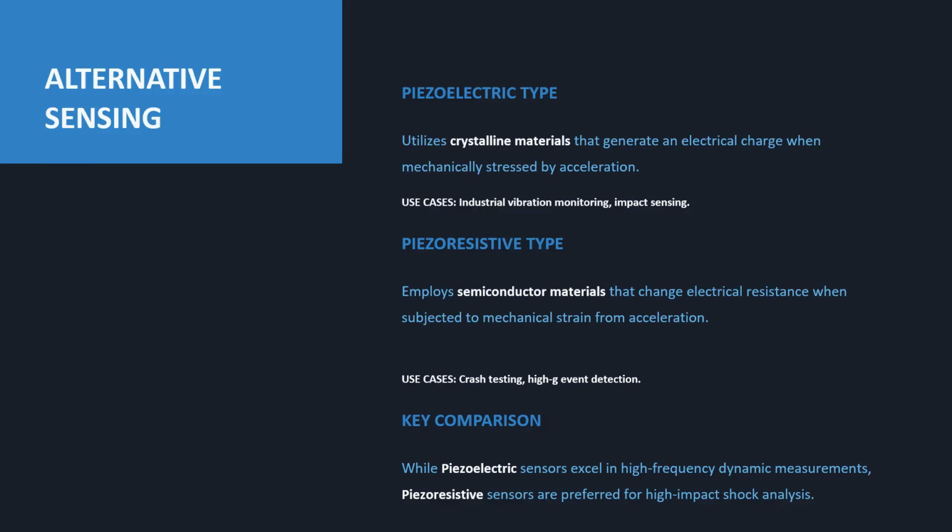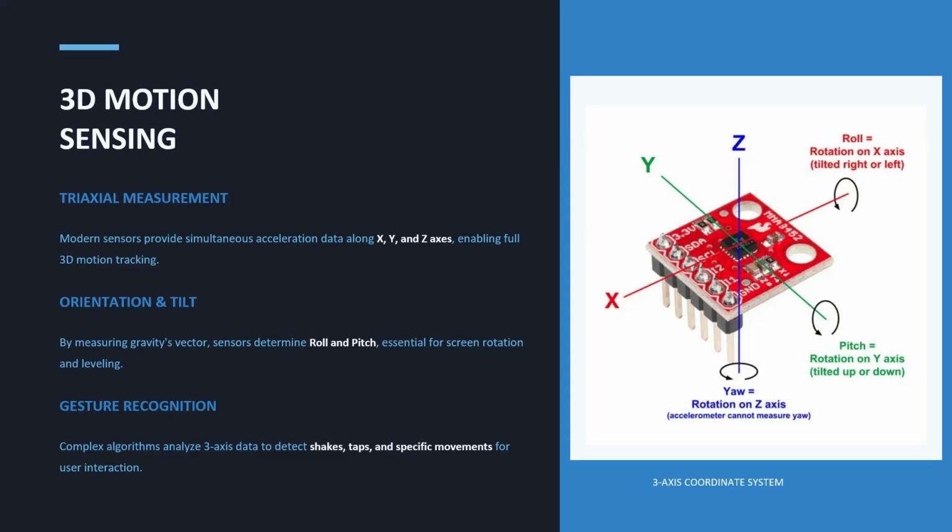3-axis motion detection. Modern accelerometers usually measure acceleration along 3 axes, commonly labeled X, Y, and Z. This allows the sensor to track motion in 3-dimensional space. By analyzing the acceleration along these axes, devices can determine tilt and orientation, device rotation, motion patterns, and gesture recognition.